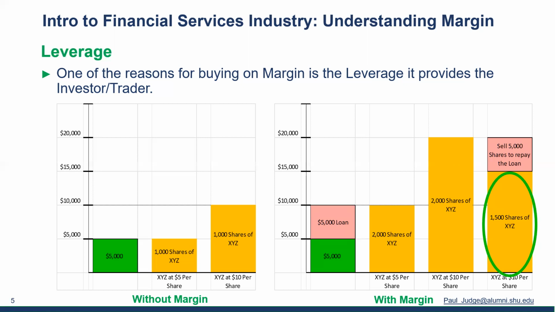So that's why we say that margin accounts create leverage and increase your potential upside. Now, in this example, we're talking about a stock that doubled in value. Obviously, if the stock didn't perform as well, or if it went down, margin would have increased your loss.